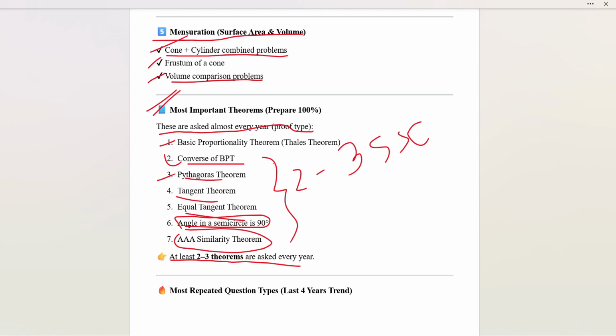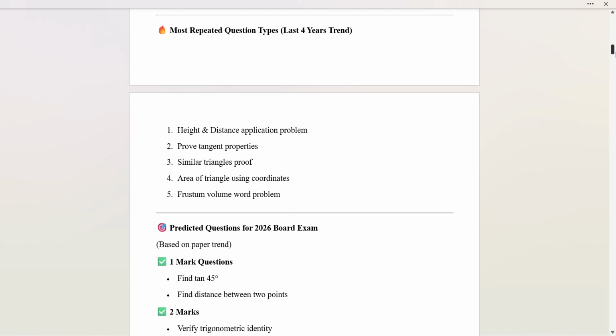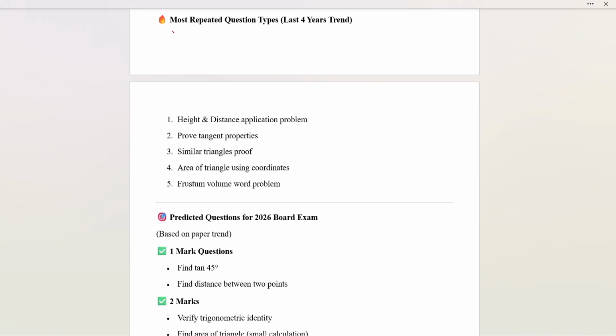So you prepare all 7 theorems, they ask 2 to 3, so you get 6 to 8 marks easily for that question. So move to the next. Here are the most repeated question types from the last 4 years' trends.